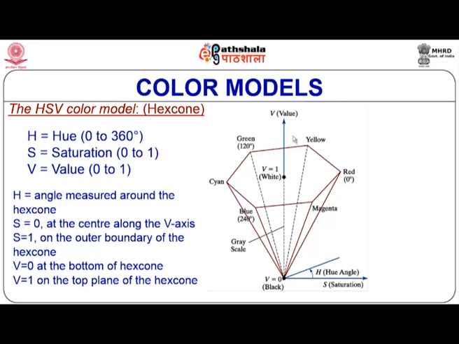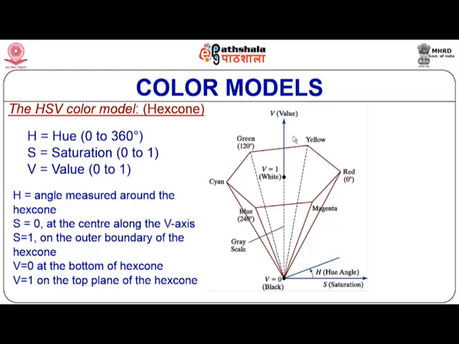Okay. H is hue, S is saturation, V is value. H is measured as an angle between 0 to 360, S is measured as a value between 0 and 1, and V is a value, that is intensity you can call it, between 0 to 1.